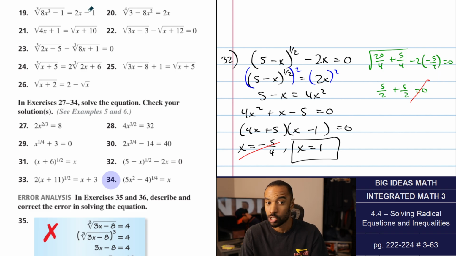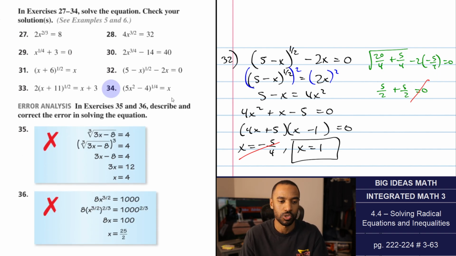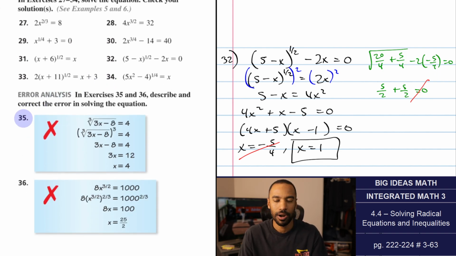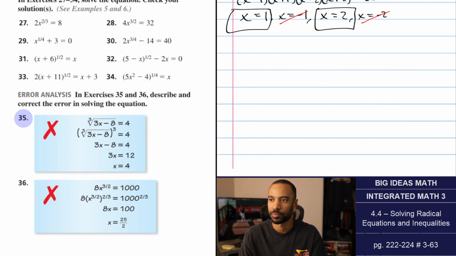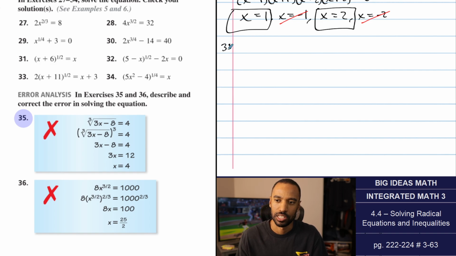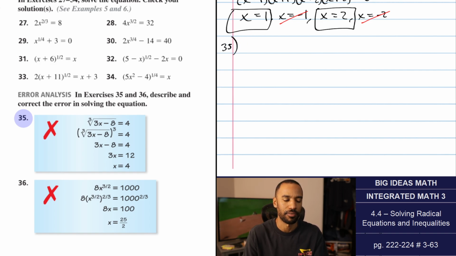So I expected more of those. Maybe we'll get more of those. We'll see what happens. All right, error analysis, numbers 35 and 36. Let's see what mistakes can be had here. Number 35, describe and correct the error.